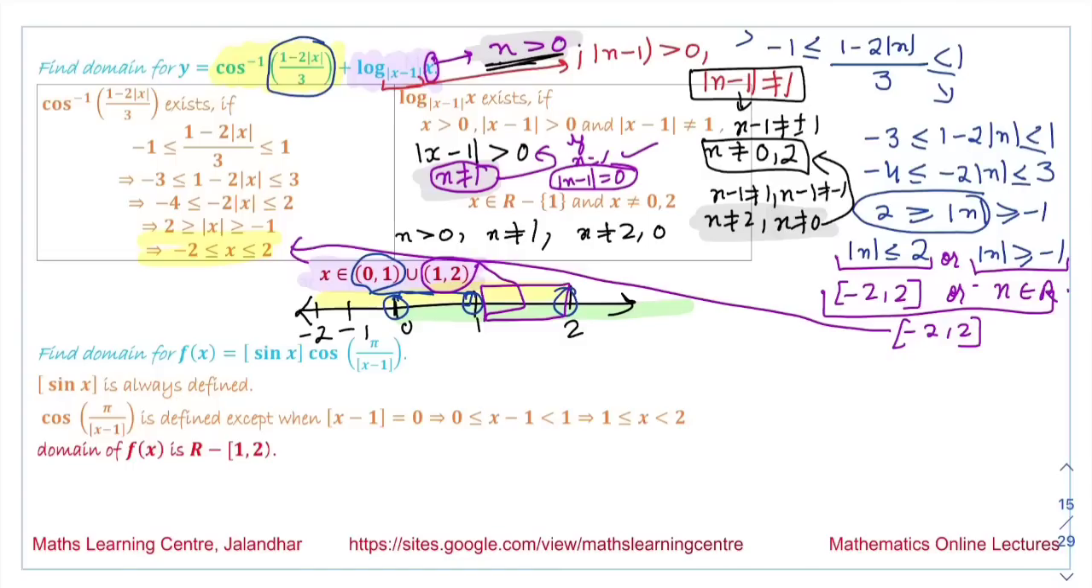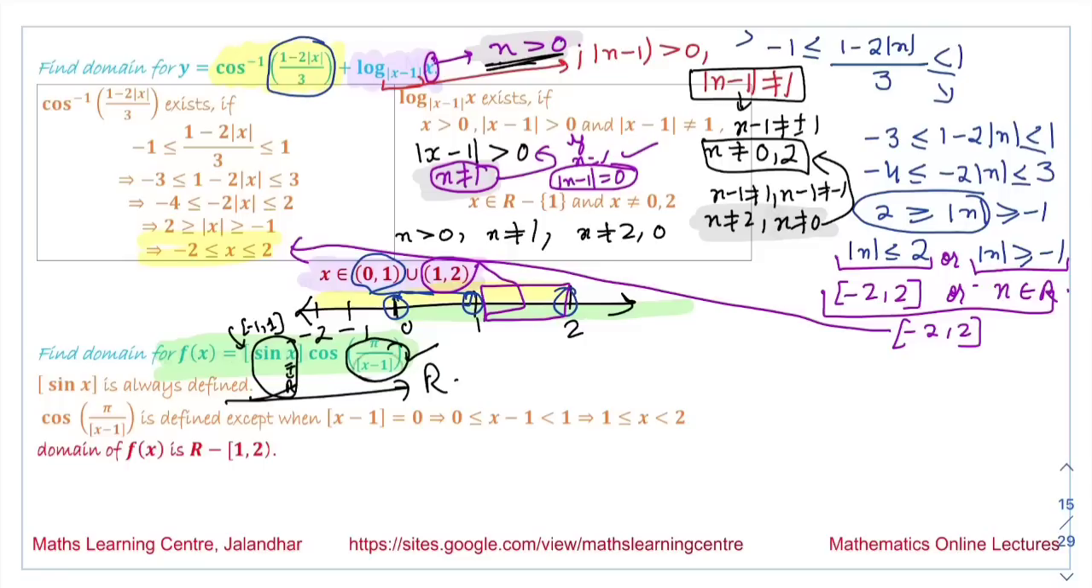Next we have: find the domain for f(x) is equal to greatest integer function of sin x, and we know that this x has the domain R. The value of sin x lies between minus 1 and 1, and this greatest integer function has the domain R. So this value is defined for every value in R. Next we are talking about this cos function. Cos is also defined for every value.